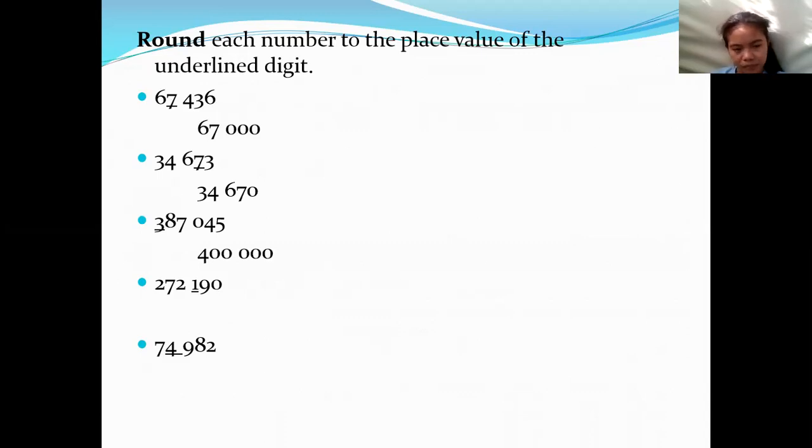Next, 272,190. The underlined digit is 1. What number is next to 1? We have 9. So plus 1, it will become 2. So 272,200. Next, 74,982. The number next to 4 is 9. So again, we have to add 1. That will become 5. So 75,000. Okay?